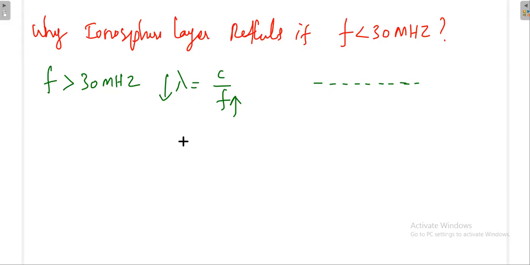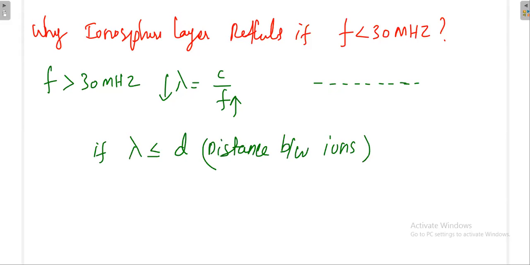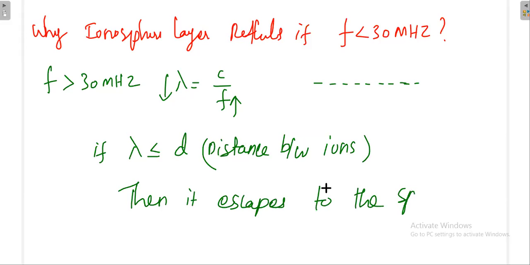So what I am telling is, if you increase your frequency in such a way that your wavelength decreases, and if your wavelength is less than or equal to d, where d means the distance between the ions, because the ionospheric layer consists of ions, then it can easily go inside and escape to space, and there will not be any reflection.